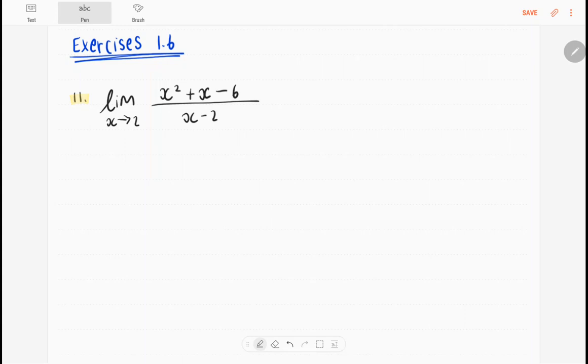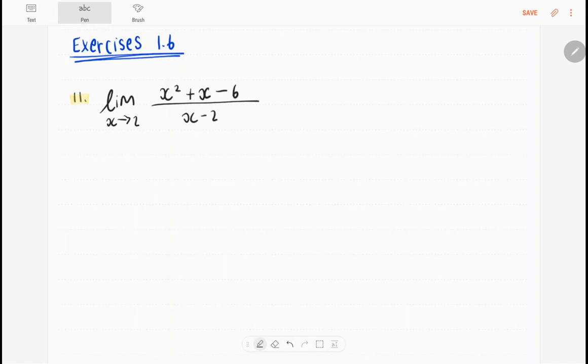So we have the limit as x approaches 2 of x squared plus x minus 6 over x minus 2. So obviously we can't just plug in the number 2 directly into x's place here, because we'll have a problem in the denominator. We have a 0 there. But what can we do?